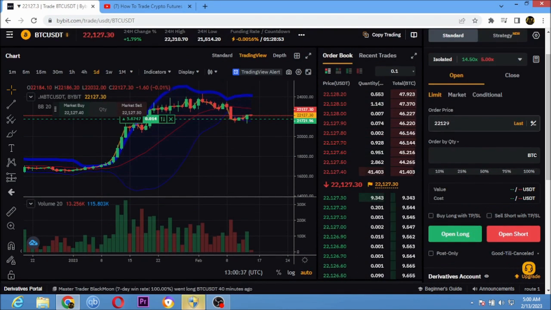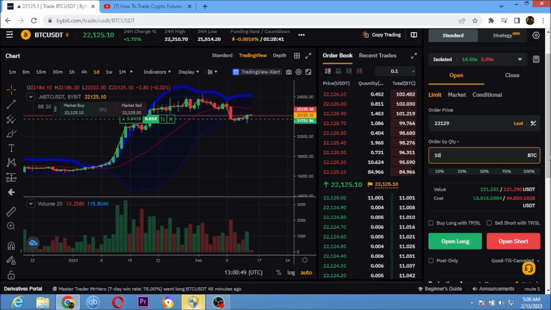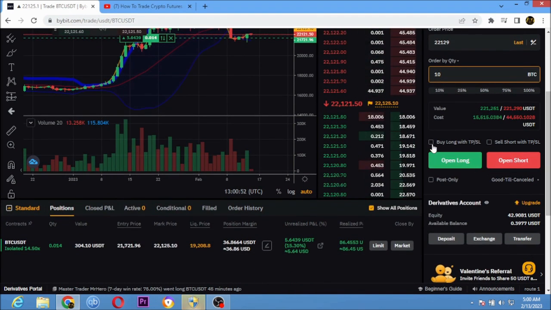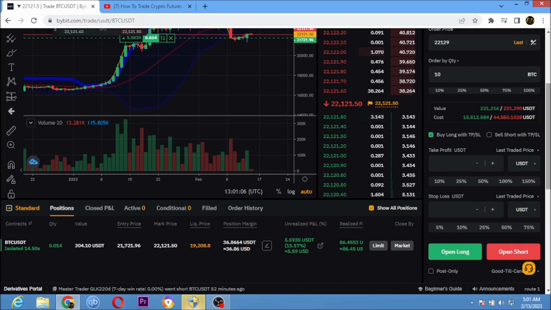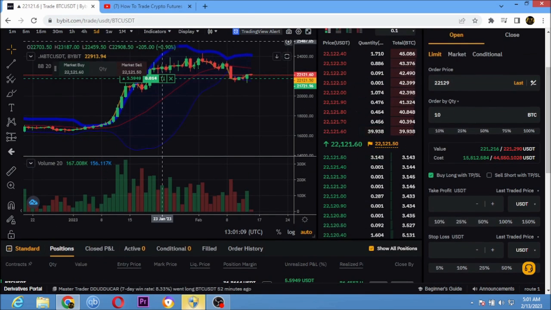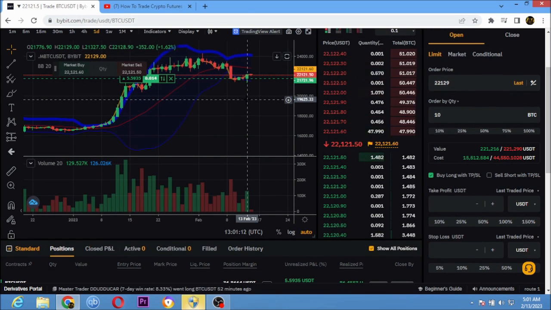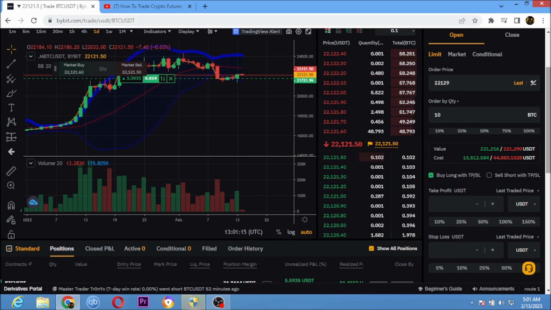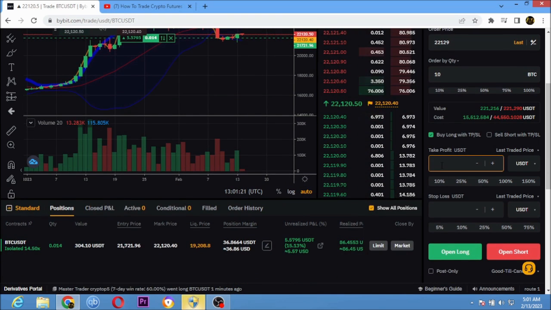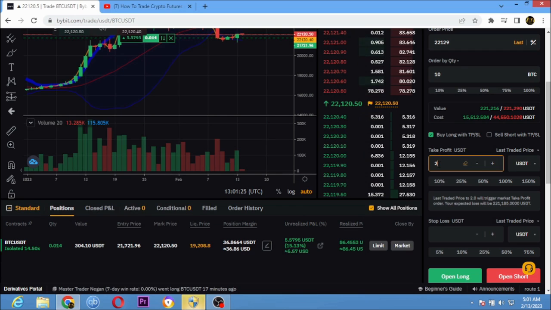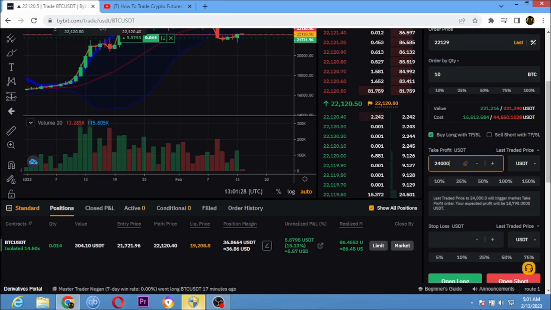With price, I can say maybe I want to buy my trade at this price, 22129. Then the quantity, let me say I want to use 10 BTCs. Once you're done, you buy long with take profit and stop loss. With take profit, maybe you've made your analysis before you started this trade, so you expect your trade to go up to 24,000. You will say that once this trade reaches 24,000, it will trigger itself and sell itself.